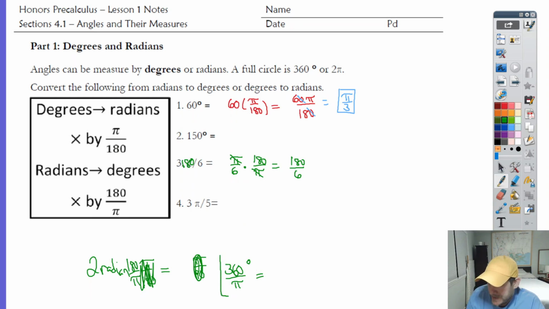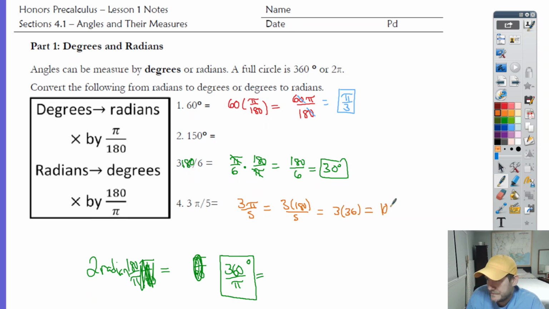So there's no reason we can't have degrees that involve pi and radians that don't. That's possible. But 99% of the time, if you've got a radian angle measure, you've got a pi. So you could just imagine replacing the pi with 180 and then just doing the math from there. So we can see this gives us 30. And we could do the next one the same way. If it's 3 pi over 5, then that's essentially just 3 180s over 5. And 180 over 5 is 36. So 3 times 36 is 108.